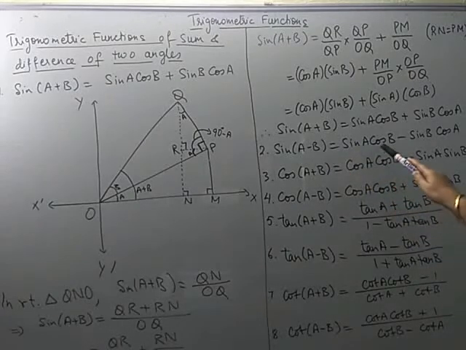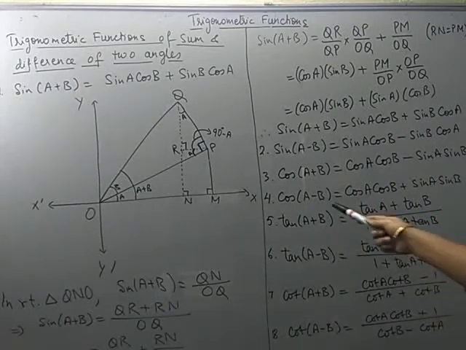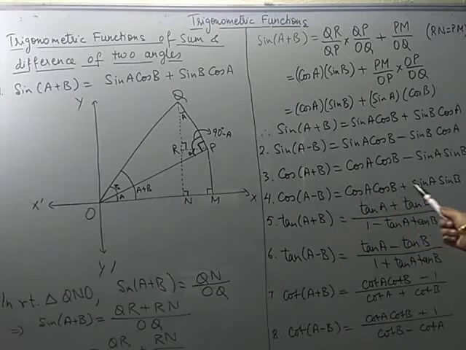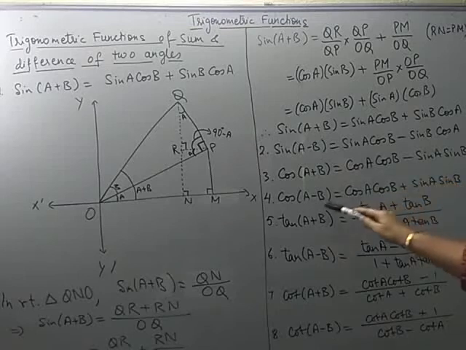Sin(A-B) is sin A cos B minus sin B cos A. Cos(A+B) is cos A cos B minus sin A sin B. Then cos(A-B) is cos A cos B plus sin A sin B. They are easy to remember. You can see it is only the sign in between which is changing. But here you have to be careful. Cos(A+B) has got a minus sign here and cos(A-B) has plus.